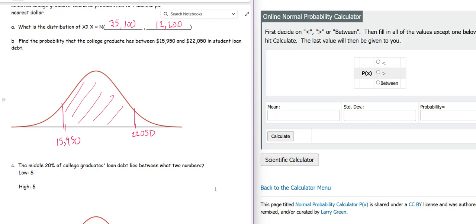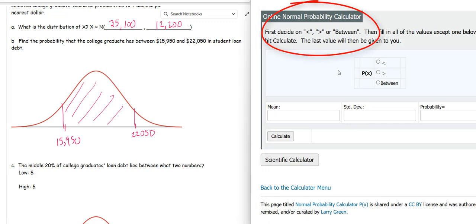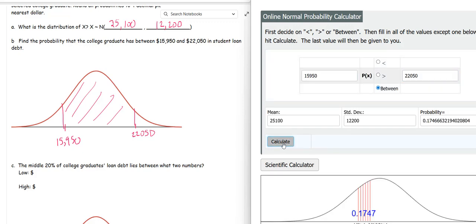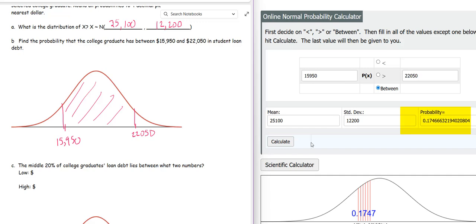So we go over to our normal probability calculator, and we have to fill in the mean and standard deviation. And now we're going to click on the between button and put in the two student loan debt numbers that the problem is referencing. And we click calculate, and to 4 decimals we get 0.1747.